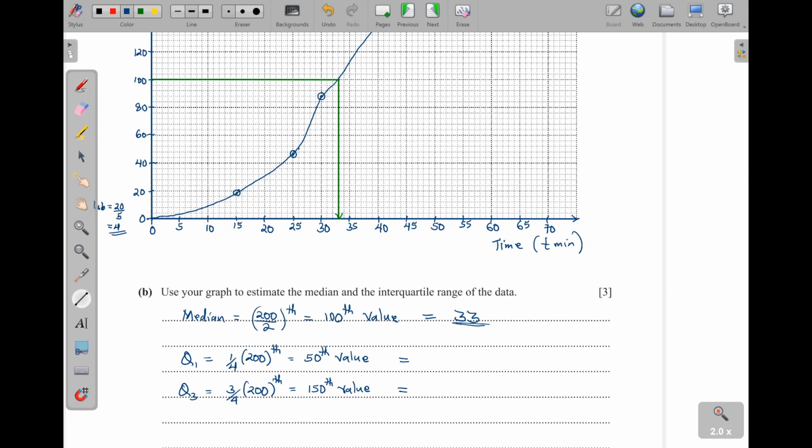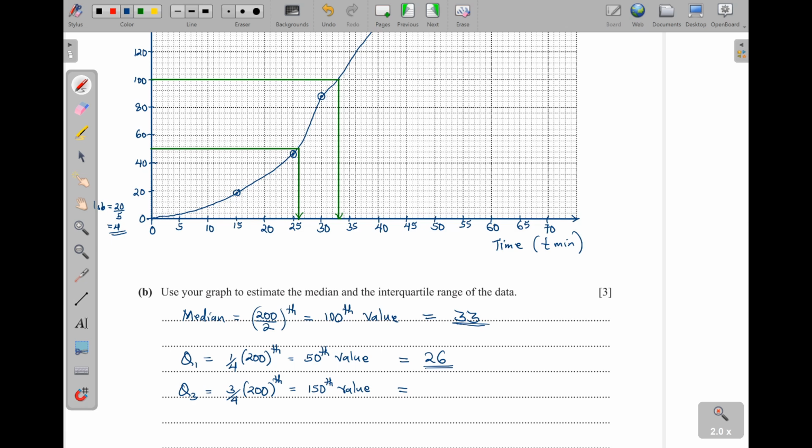Then the next one, 50. Again, get your ruler. 50 is in the middle of 40 and 60. So like that. And then I'll also come down here and read off that. So this one is going to give me 26. Okay, 26. So my answer here is 26.